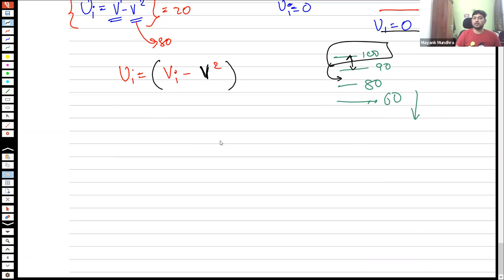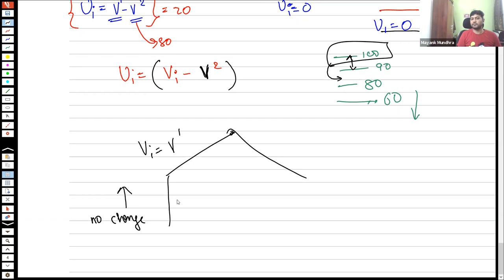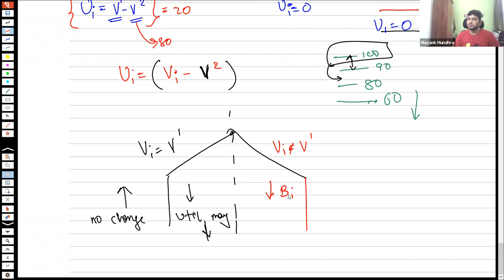So basically, when your valuation is the highest valuation, V1, in that case, if you increase the bid, you have no change in utility. But when you reduce the bid, your utility may reduce. And on the other hand, when your valuation is not the highest, in that case, if you reduce Bi, then your utility does not change, because you were losing, you'll keep losing. But if you increase Bi, you may get negative utility.